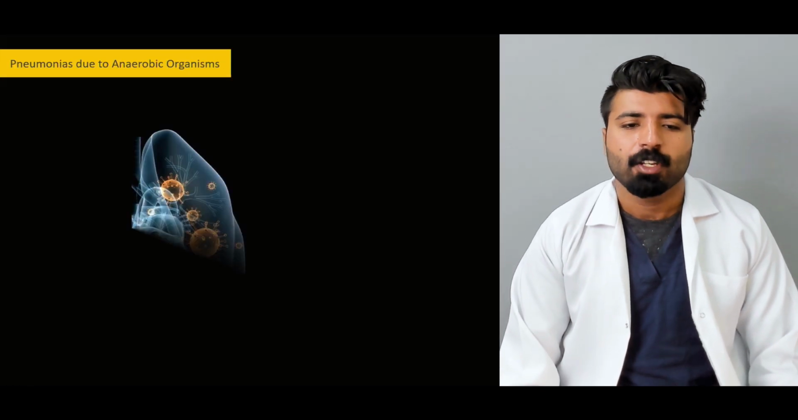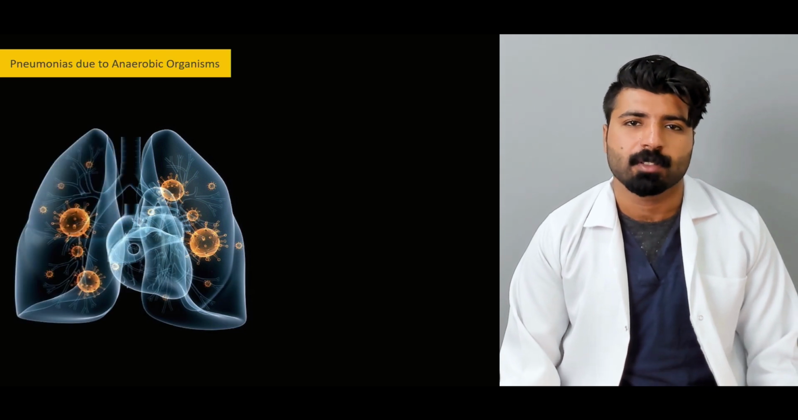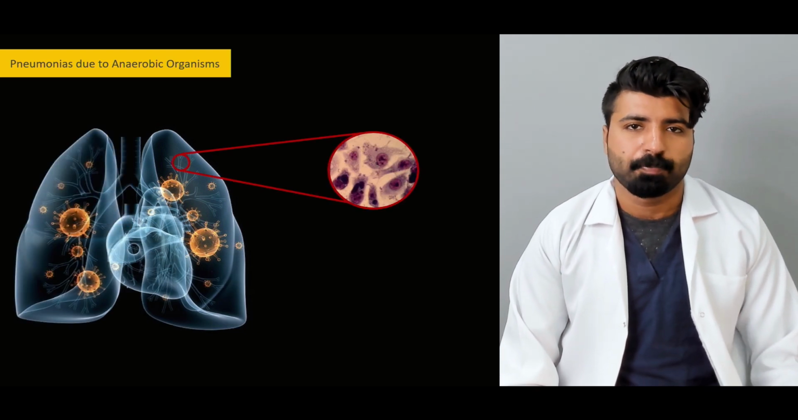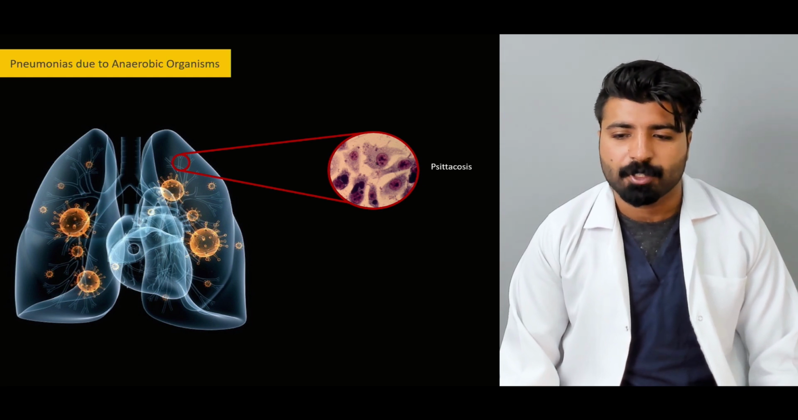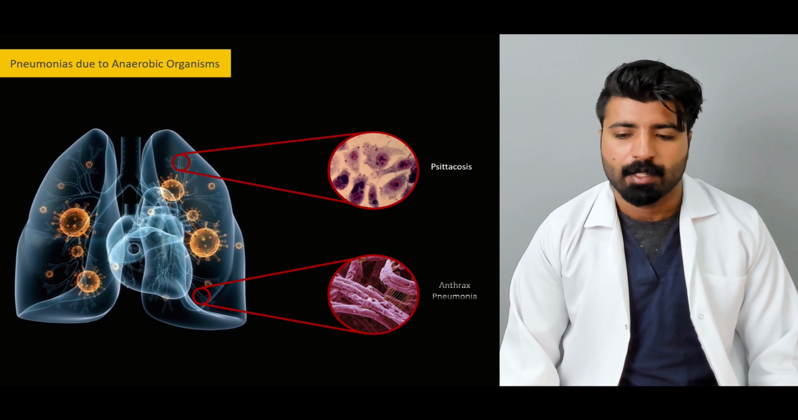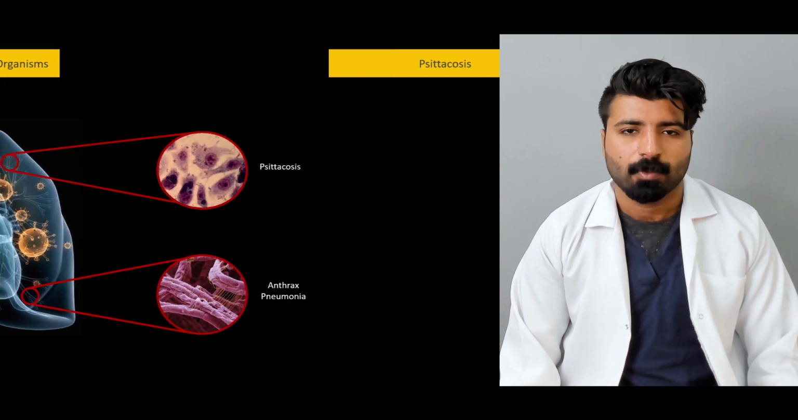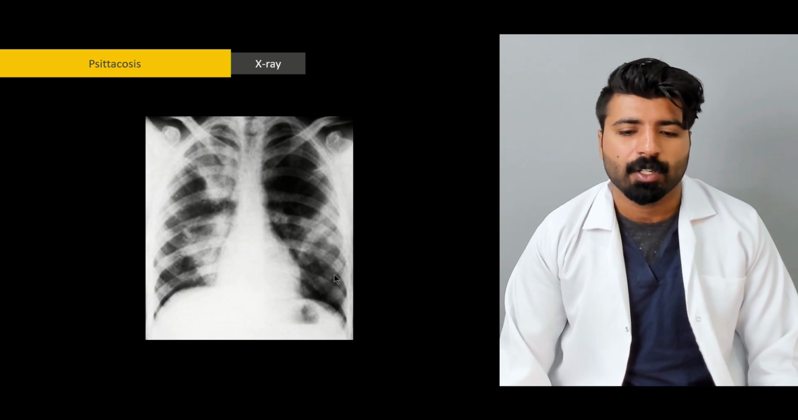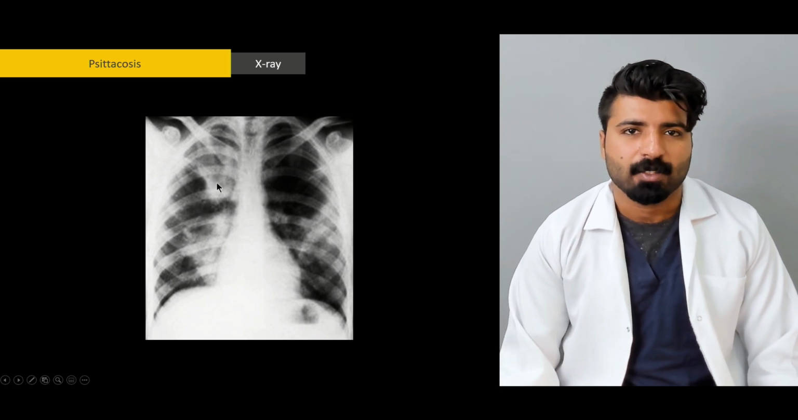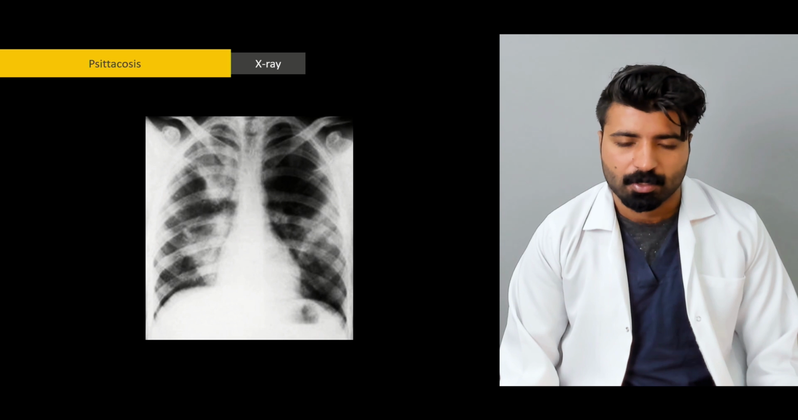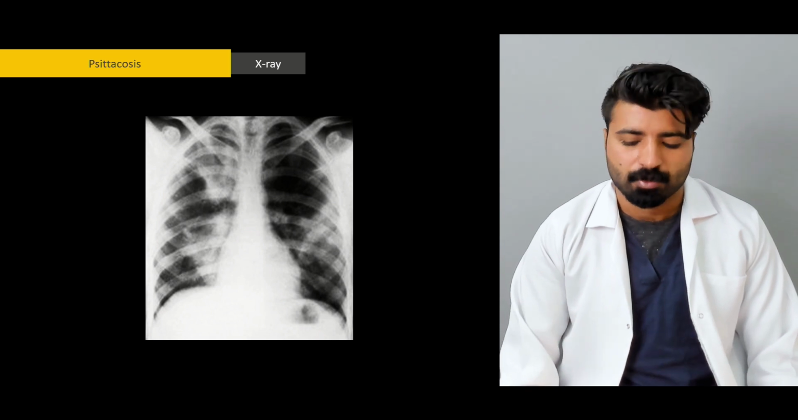Then we have pneumonias due to anaerobic organisms. Basically two anaerobic organisms that we're going to talk about are psittacosis and anthrax pneumonia. Let's talk about psittacosis first. On X-ray, this is how it looks. It's in patches. Look at that. It has a patchy distribution. It is not diffused.